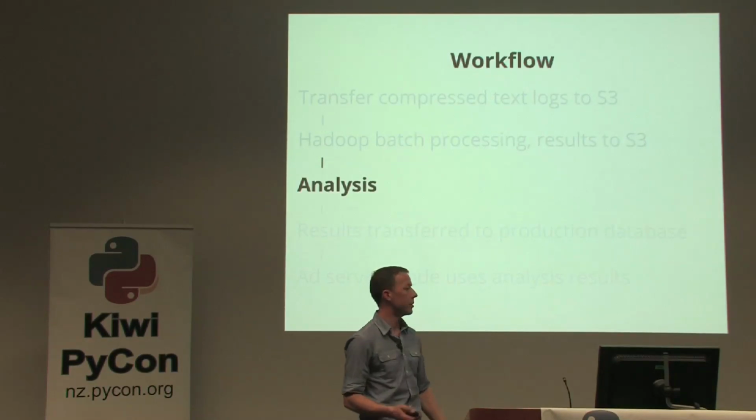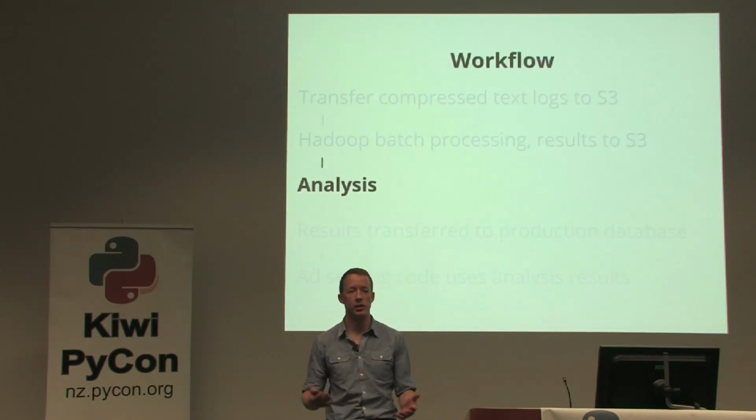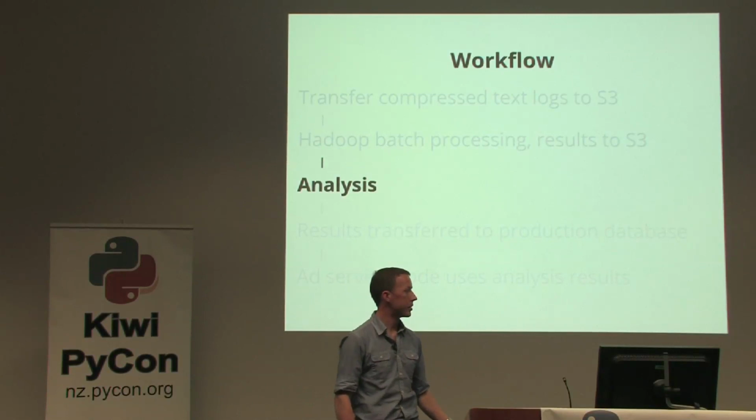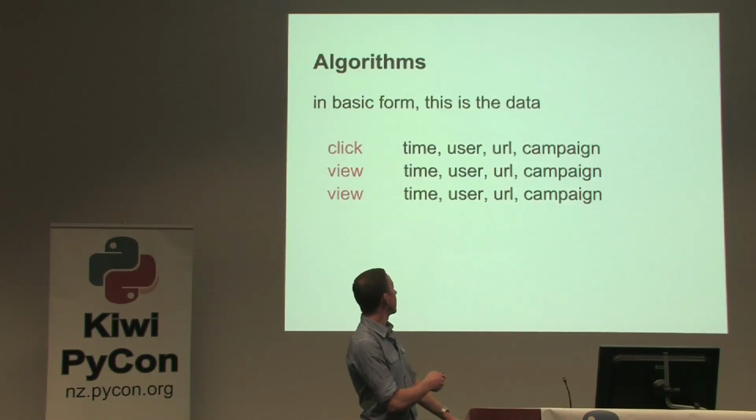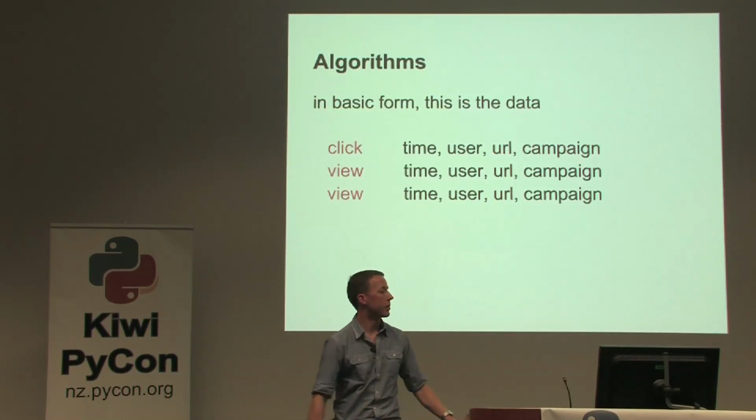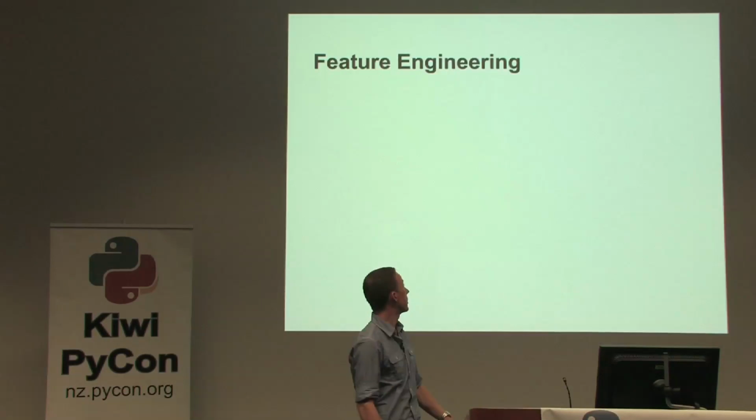So now that we've loaded and transformed, counted, summed, done some aggregates on some data, let's do some actual math on it. This is the transformed data set. You've got, for one campaign, did the user click or look at it? And at what time, which user was it? What website was it on? And which campaign are we looking at? That's a simple form of the data set.